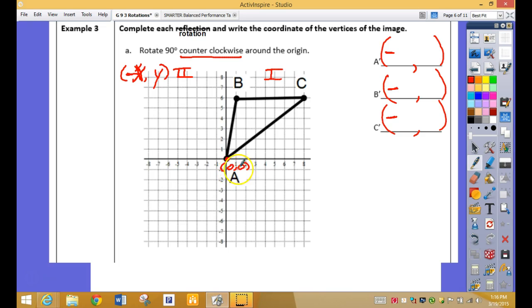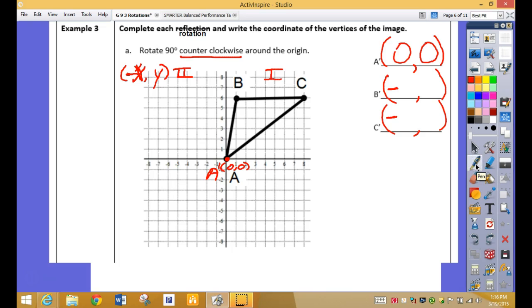Yep, we have to flip-flop them. Well, in this one, it doesn't really make a difference. It's 0 and 0. You flip them, you still get 0, 0. So this is our new A prime. But what's wrong with the way this is written? Right, there's no such thing as this negative 0. So get rid of the negative sign. It's just 0, 0.